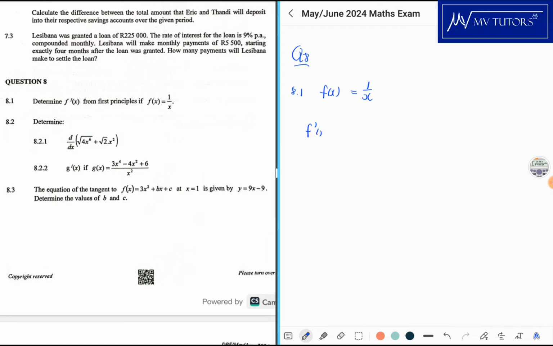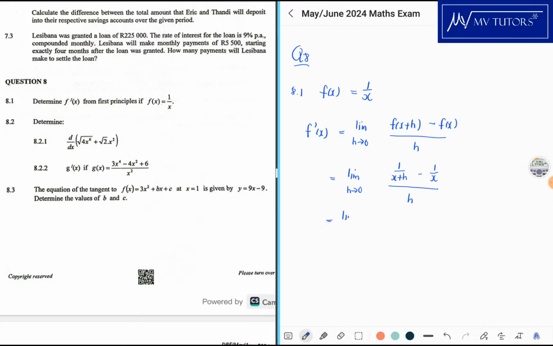So, when you use first principles, you're going to write the limit as h tends to 0, and that is something that you should never leave out. So we have f of x plus h minus f of x, and that's divided by h, so that's the formula. So the limit as h tends to 0, wherever I have x, I'm going to put x plus h. So I have 1 over x plus h minus 1 over x, and that's divided by h.